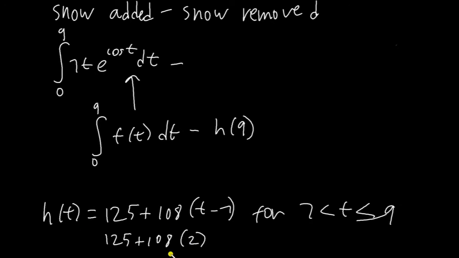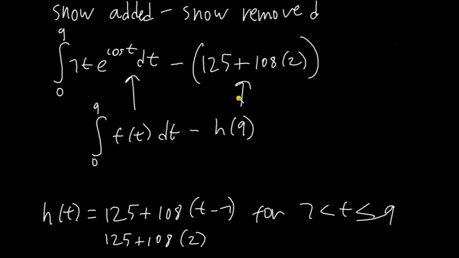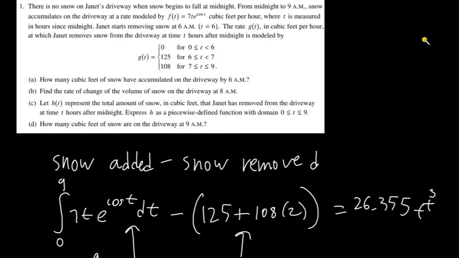And then if we take this, plug it up here, 125 plus 108 times 2, that's our h of 9. We take this entire thing, put it in the calculator, and we get an output of 26.355, right? And they're asking for the amount of snow that's removed. Well, that's going to be measured in cubic feet. Okay? They said cubic feet of snow.